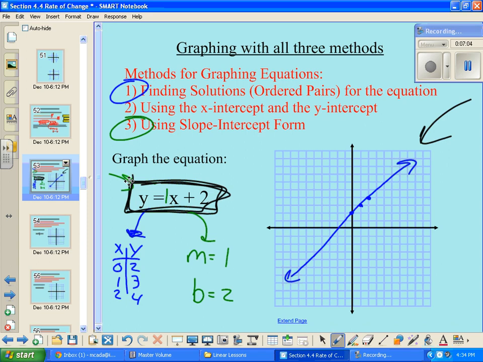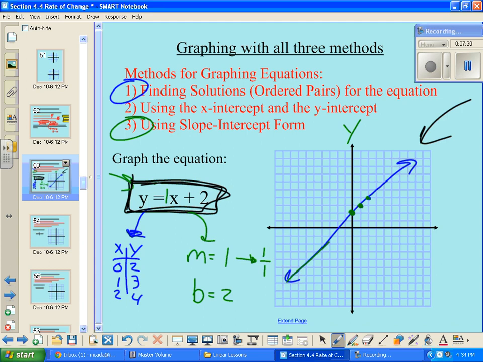If I graph it using slope-intercept form, my y-intercept would be 2, so on the y-axis I would go up 2 and put a point. And then again my slope is not in fraction form. I can change it into fraction form, and I can put this as 1 over 1, which reminds me that I have to go up 1 and to the right 1. It's rise over run, so up 1 over 1, or up 1 to the right 1.